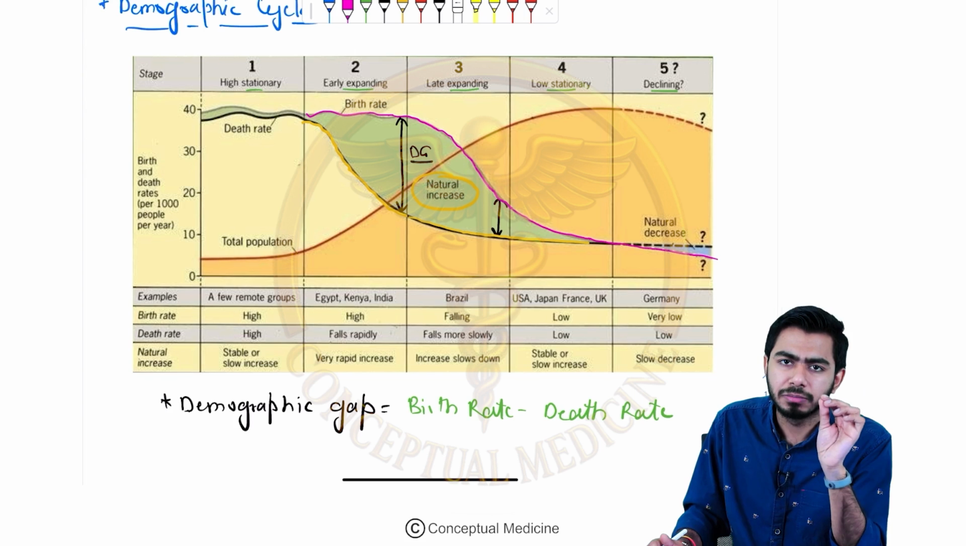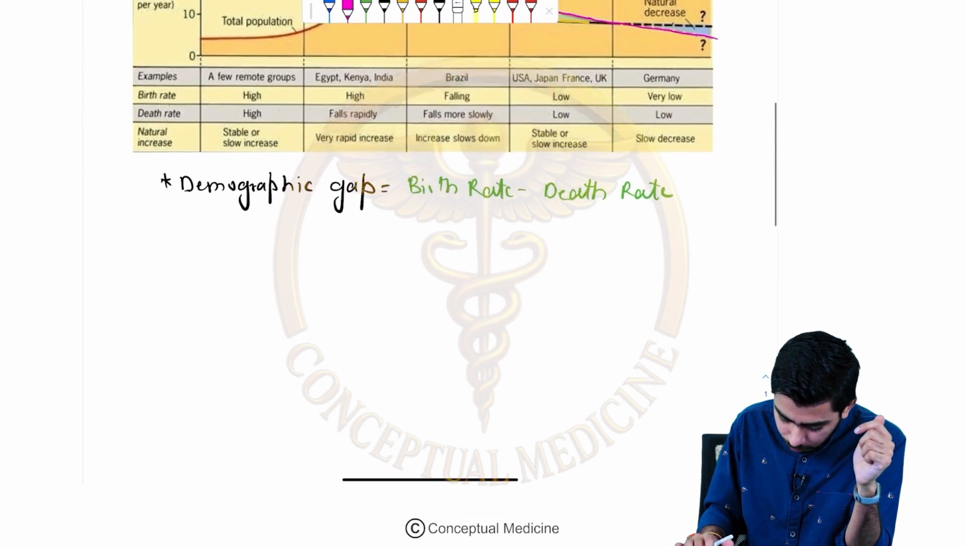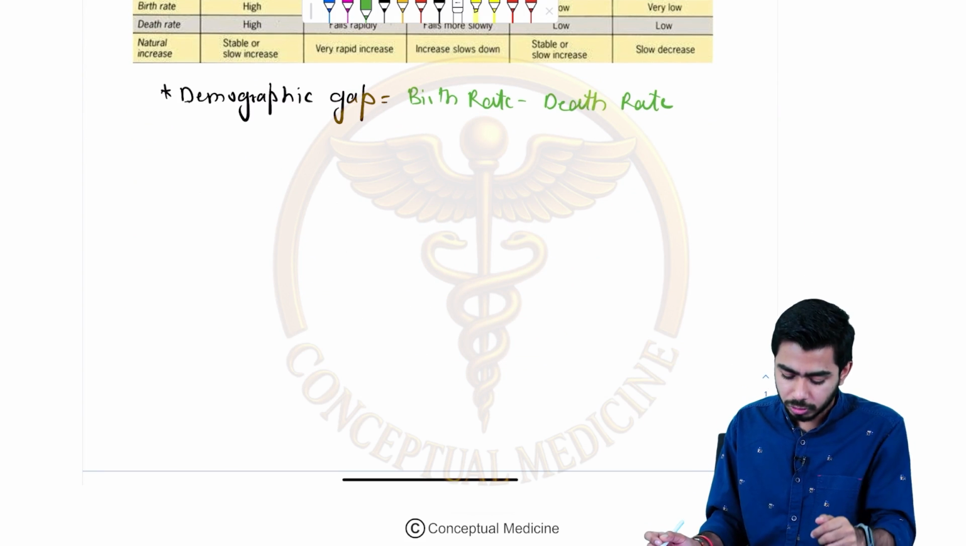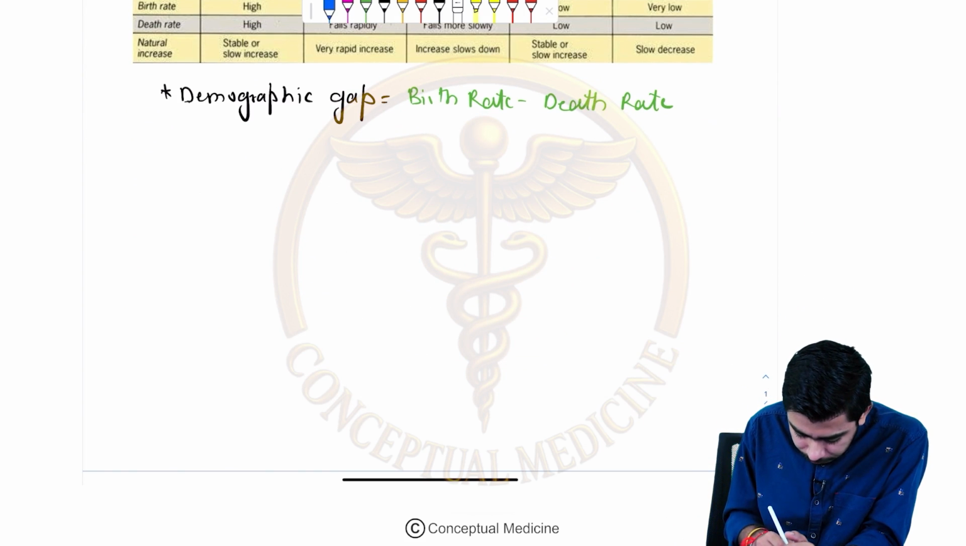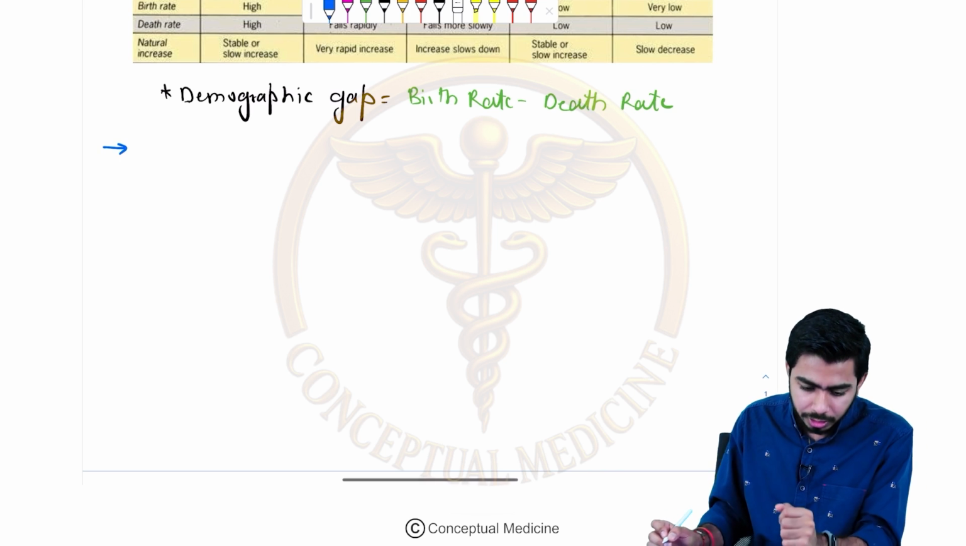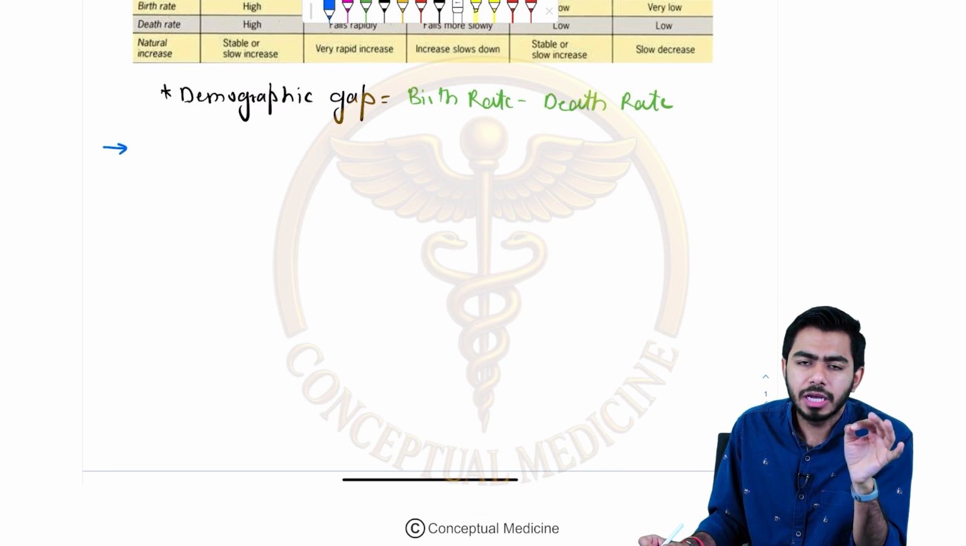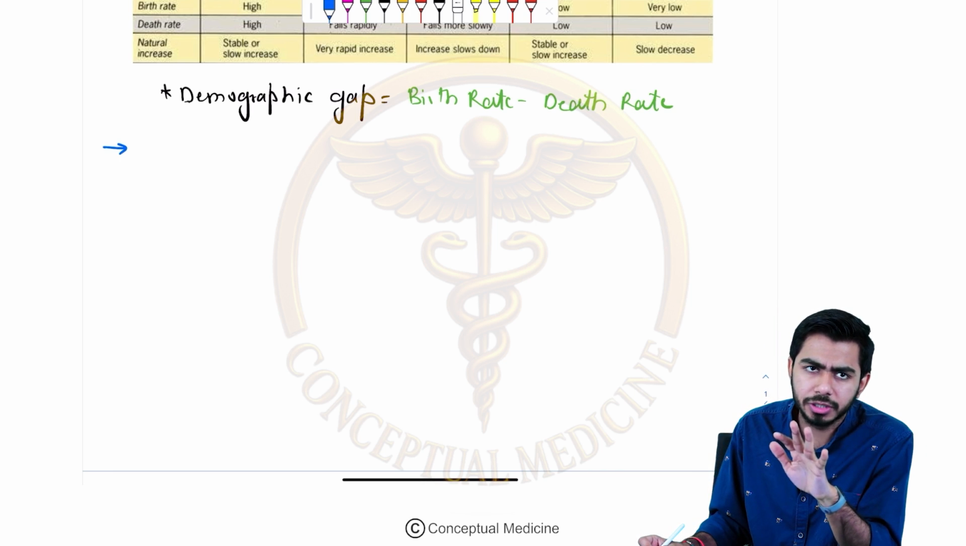So here are some MCQs for you guys. Okay, let's test our knowledge of whatever we have learned till now. So the first question which I'm going to ask you right now, just tell me, what is the demographic gap? Birth rate minus death rate, the difference between the birth rate and death rate.